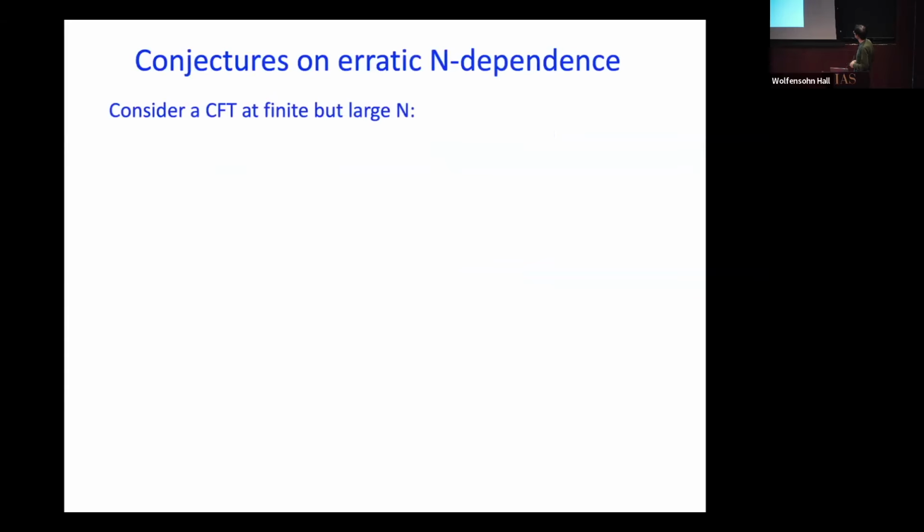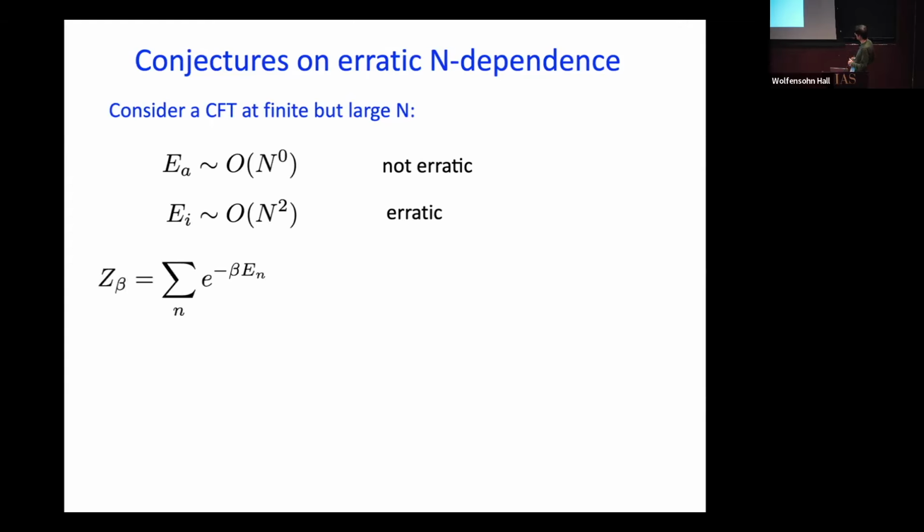Okay, so now let's look at the CFT at finite but large n. So we can consider energy levels of order 1, independent of n. Below those energy levels, there's no erratic independence. Okay, we can really count them. But if you go to the black hole states of energy of order n squared, then they will be highly erratic. So now let's look at the partition function, which sums over all states in this weighted sum.